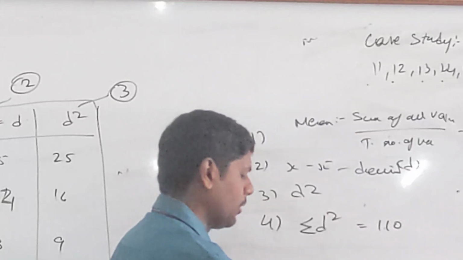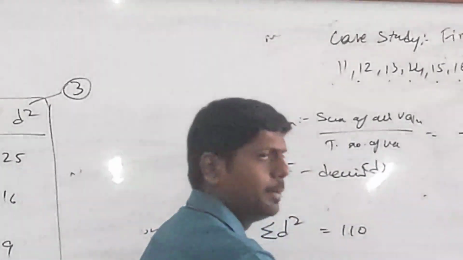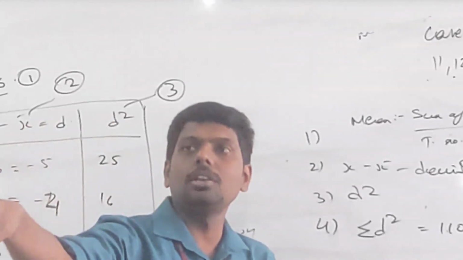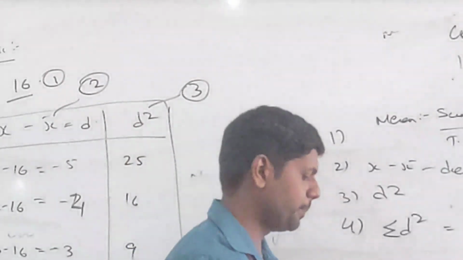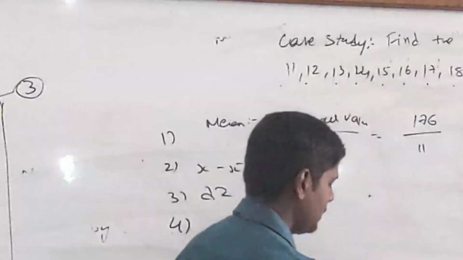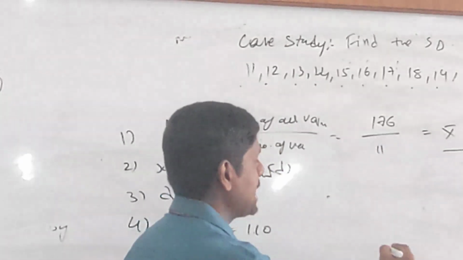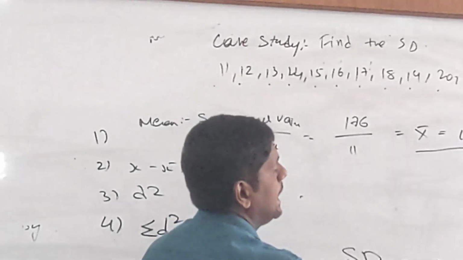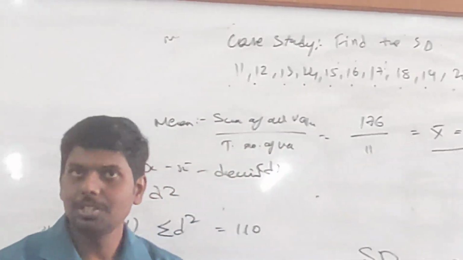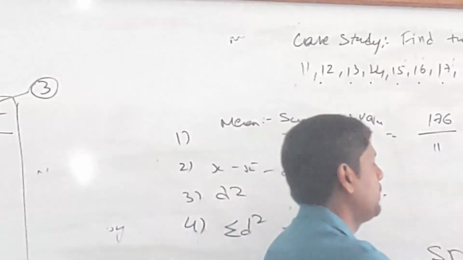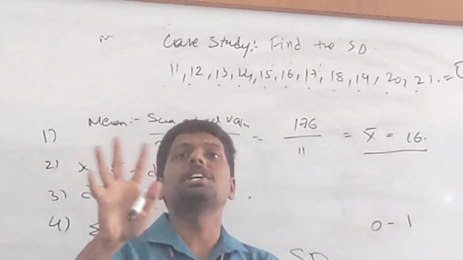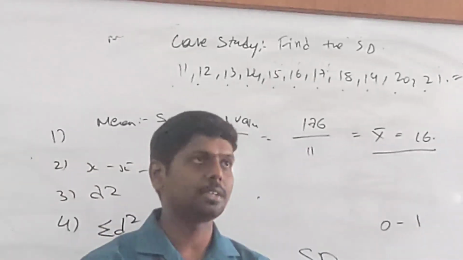Now we will take the root of 10. What will be the root of 10? In the calculator you just hit root and 10. You see the value? 3.16. The standard deviation of this data set is 3.16. That's it. Ideally, standard deviation should be around 0 to 1. More than 1 indicates there is huge variation in a data set.